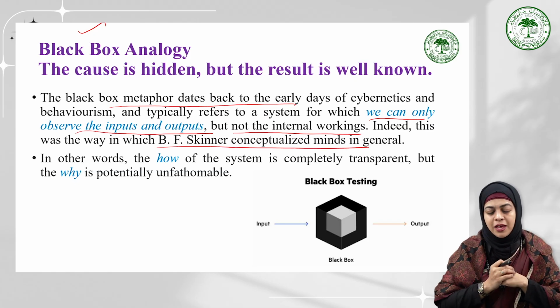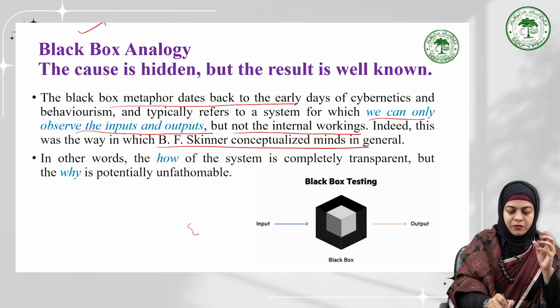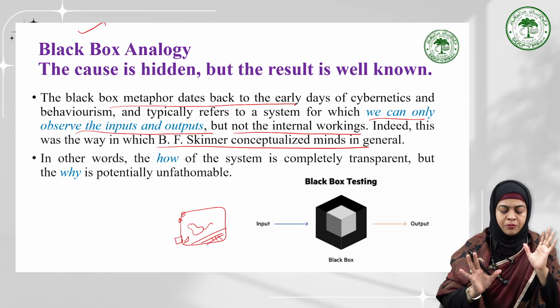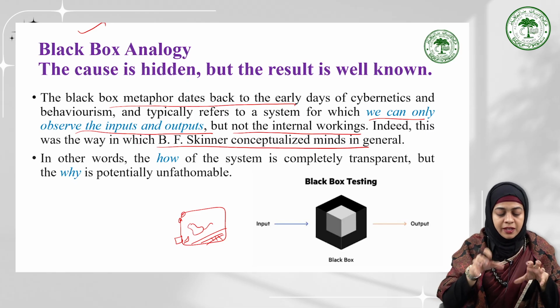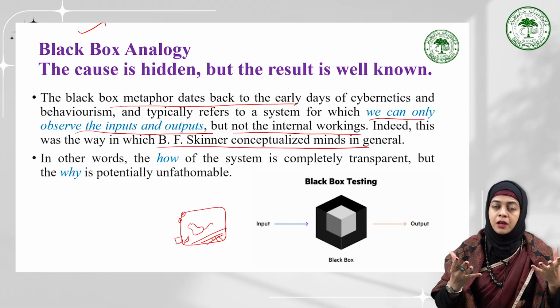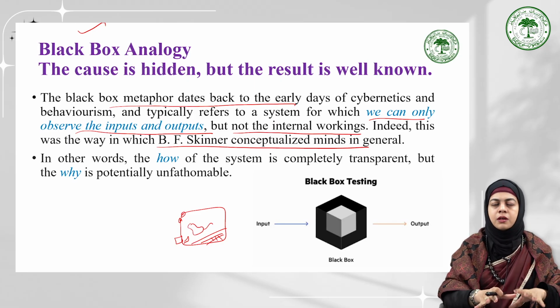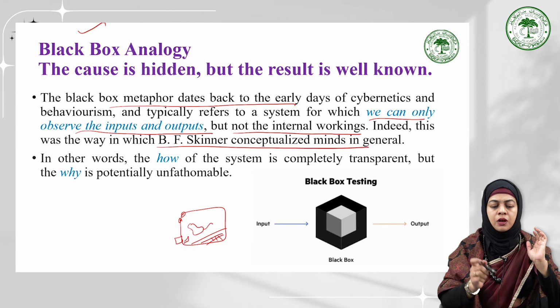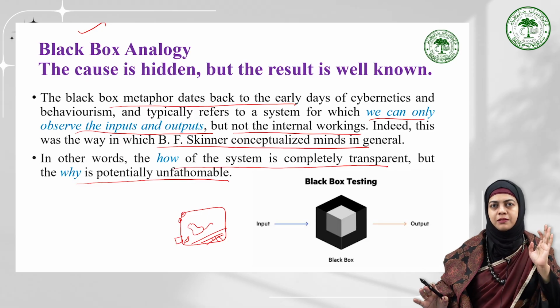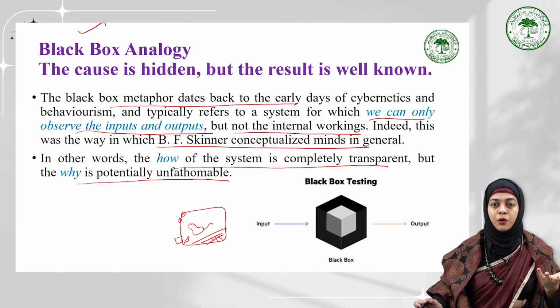You remember Skinner's box? There was a mouse, and in that box there was a food dispenser, there was a bulb also, there was a speaker, there was a lever, and probably a grid also. This is the rough diagram of the box. Now, how are the things placed in the box? How are they working with one another? How is the interrelationship between them? It's so hard to say. But the only thing is these were the inputs and we got the output. So the how of the system is completely transparent, but the why is potentially unfathomable. It's not easy to explain how it is happening.